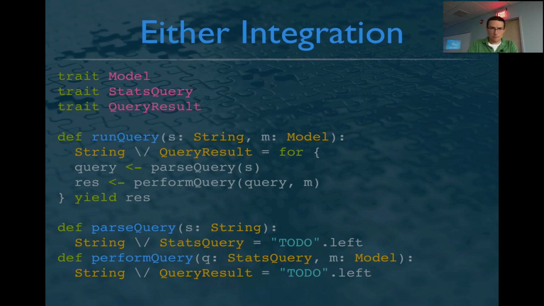Right? Anyway, so imagine we've got this runQuery method. Given a string and a model, it returns you either a string or a QueryResult. So this is actually new for people. I think the last time we all met on Scalaz was before this was added. But that little v, right, it just means Either.